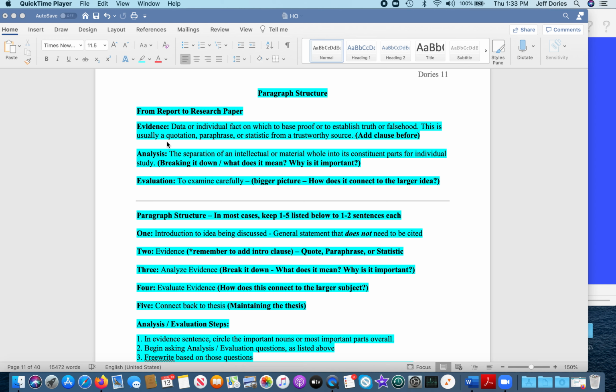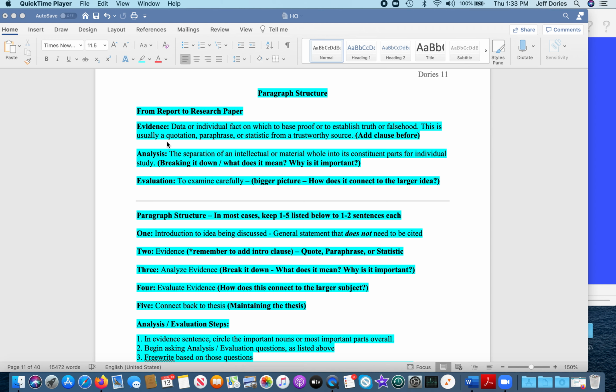Okay, so last time we talked about evidence, it's your individual fact or quotation, paraphrase, statistic from a trustworthy source. It needs a clause before it and a citation after it, so part of you leading into it. We talked about analysis, which is breaking it down, explaining what it means, why it is important. Think of it as a court case. If you just throw the bloody knife in the room and run away, you're probably not going to convict. But if you explain each part of why that bloody knife's important, the fingerprints on the handle, the DNA and the blood, and then maybe have an expert talk about those things, right?